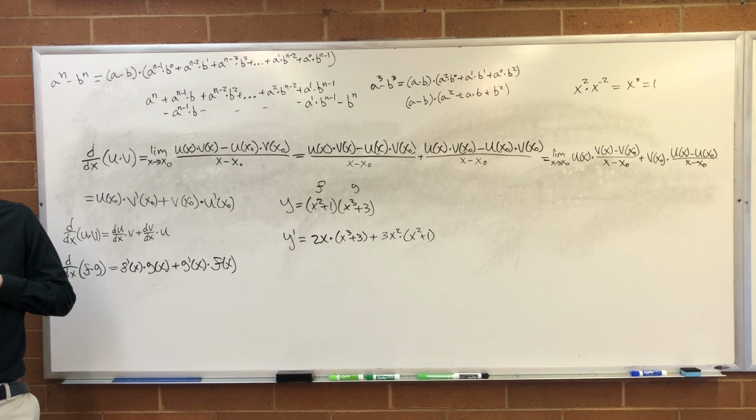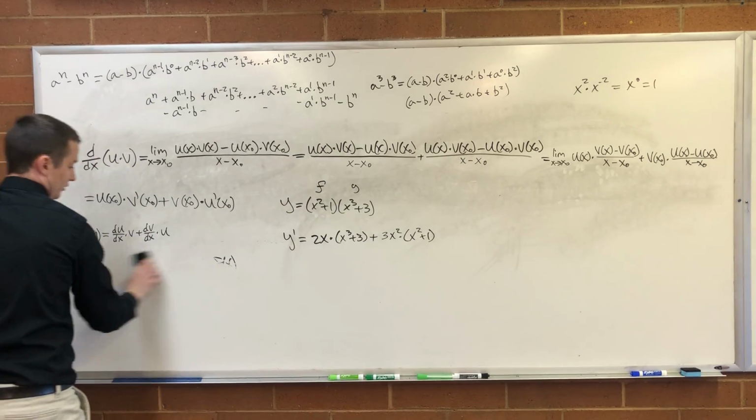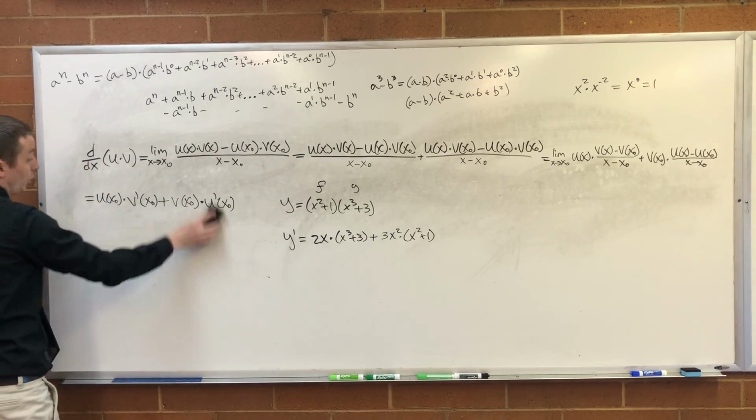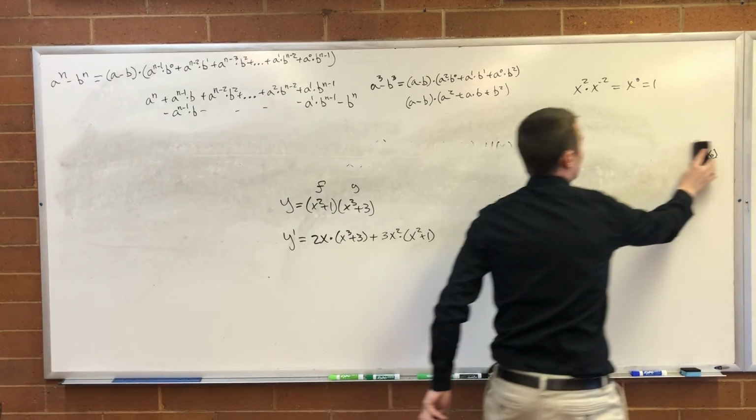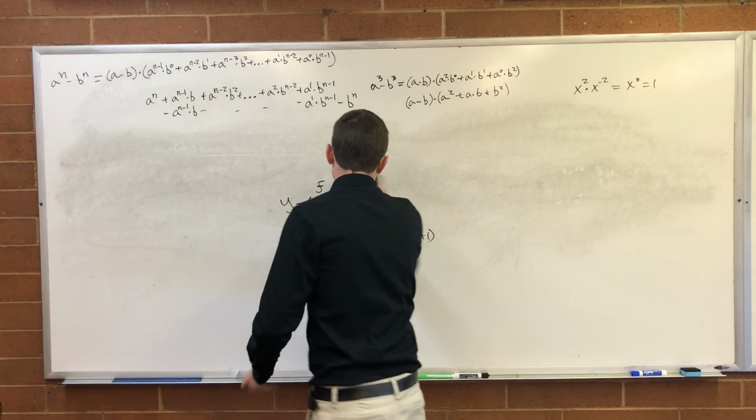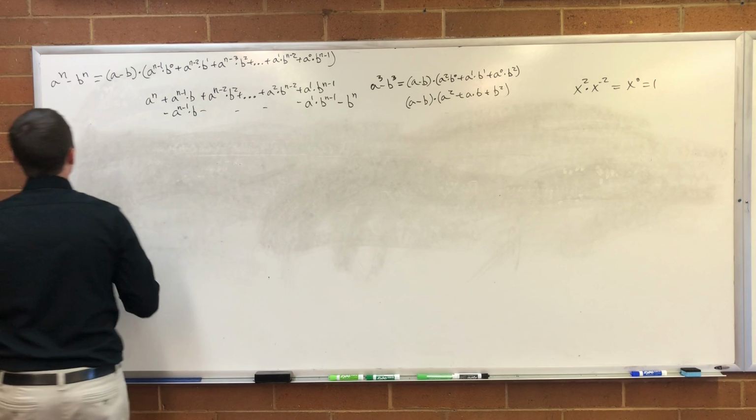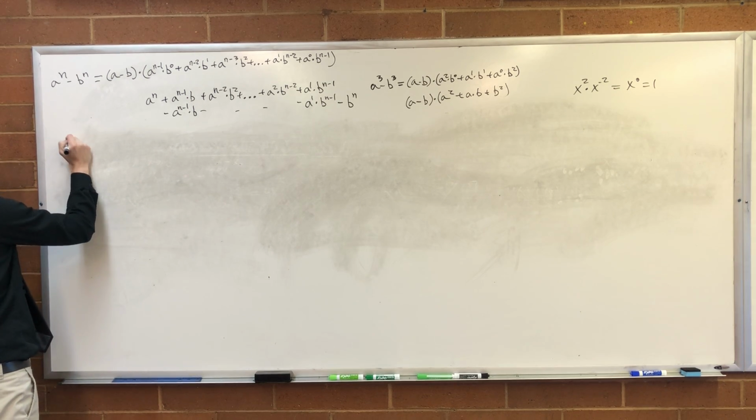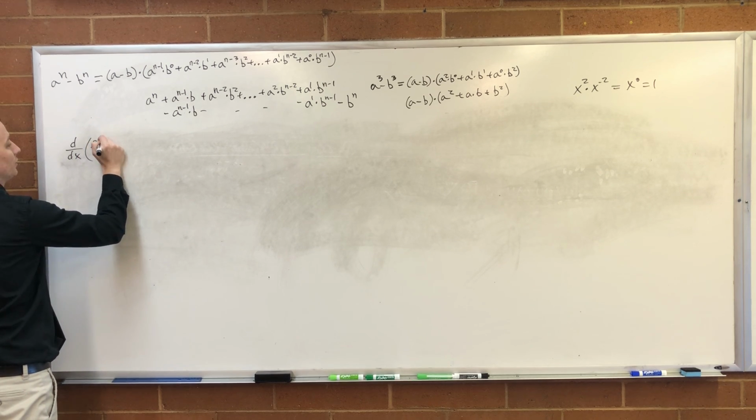Okay. And then our last major rule is called the quotient rule. This is for when you have a quotient of functions rather than a product of functions. So let's see what that gives us. Let's look for the derivative with respect to x of f of x over g of x.